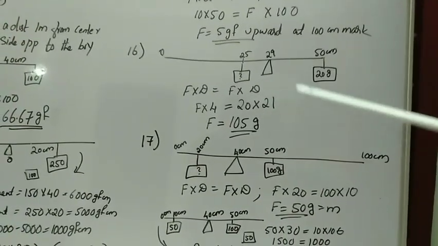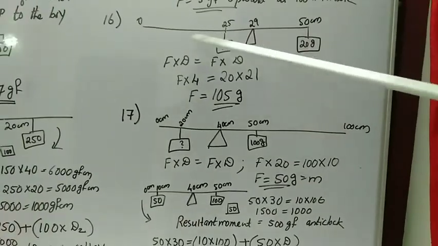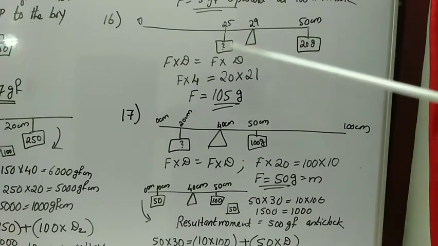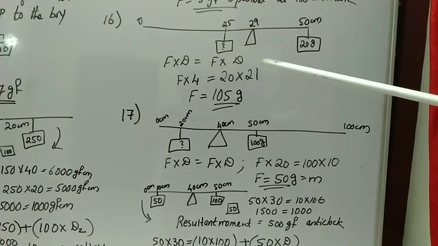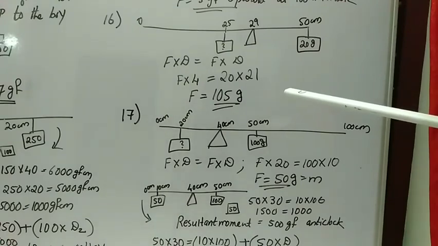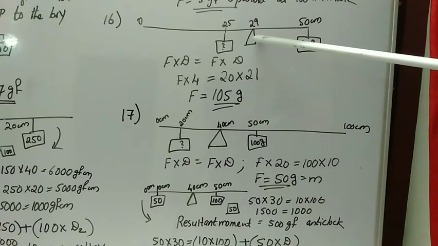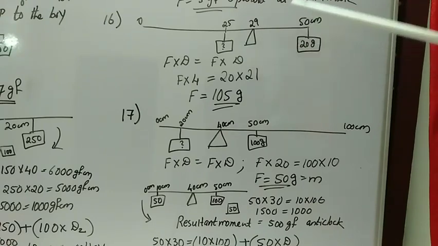A uniform meter ruler is 100 centimeter. Half meter ruler means 50 centimeter. So 50 centimeter, basically the center will be at 25 centimeter. A uniform half meter ruler can be balanced at 29 centimeter mark. So the pivoted point is at 29 centimeter mark when 20 gram force is hung from its one end.